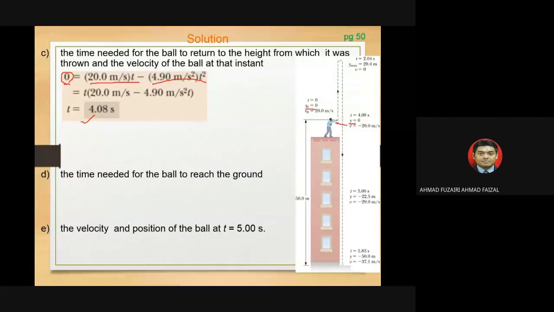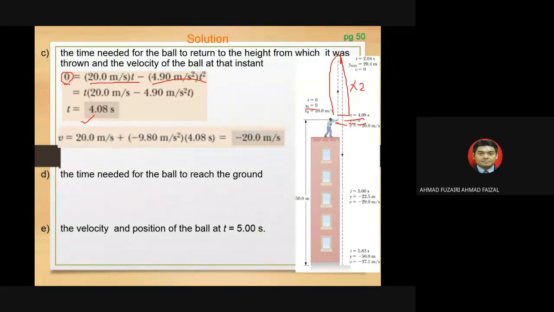Actually, there is another way to find t at this position. Previously, you found t at the maximum, right? Due to this symmetrical motion, when you have t at the maximum point, you can multiply by 2 and you will get t at this position. So t will be 4.08 seconds. Okay, now look at the velocity of the ball at that instant.